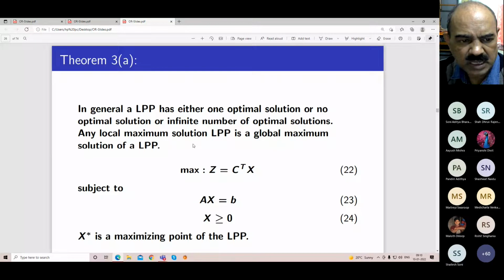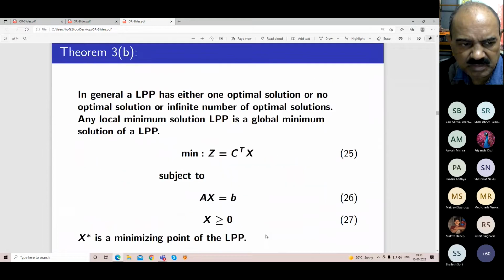Any local maximum solution is also a global maximum solution for this maximization type linear programming problem. Similarly, theorem 3b: in general, a linear programming problem has either one optimal solution, no optimal solution, or infinite optimal solutions. Any local minimum solution of a linear programming problem is also a global minimum solution. So this is a minimization type problem, and this x star is the minimizing point.